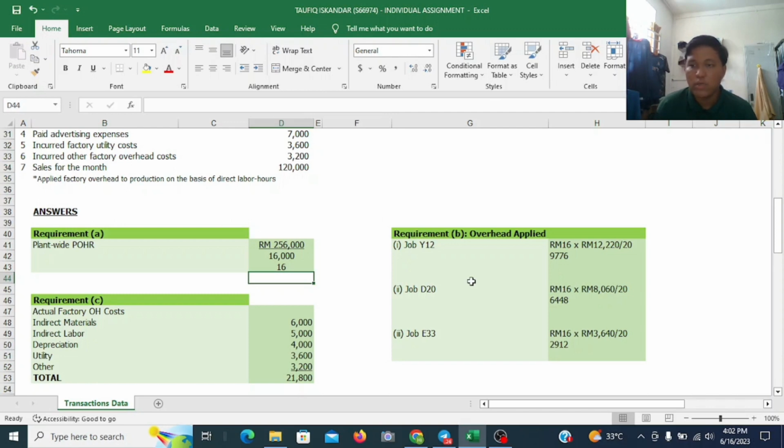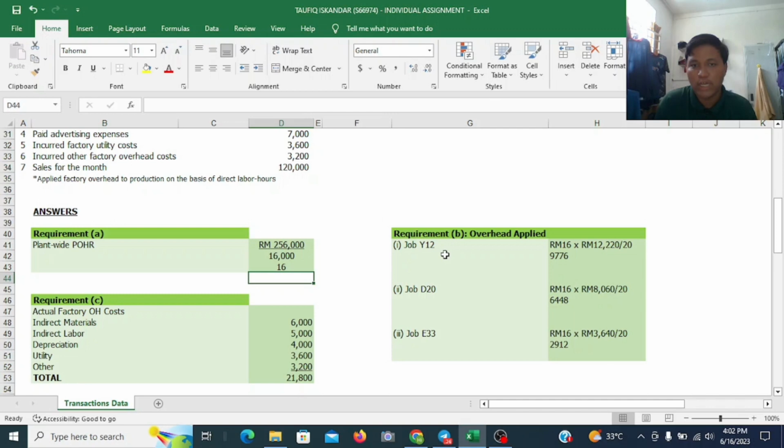Next question, we need to compute the overhead applied for jobs Y12, D20, and E33. To find overhead applied, we use the formula POR times actual direct labor hours. In this question, the actual direct labor hours are not given, so we need to find them. To find the actual direct labor hours, we divide the direct labor cost of each job by the direct labor cost per hour, which is 20 ringgit.